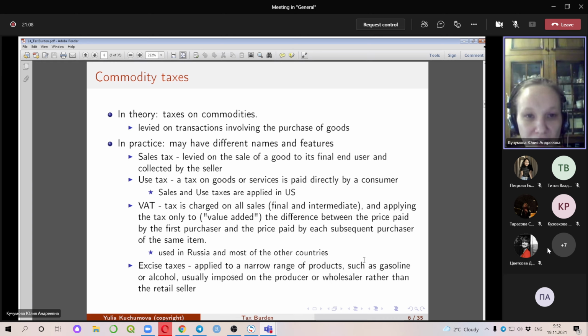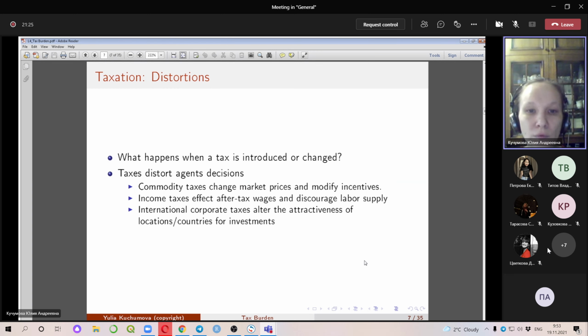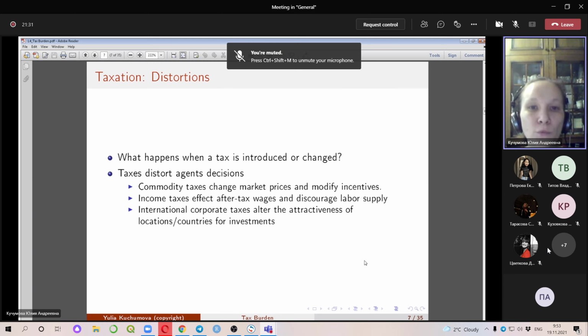Also, excise taxes are commodity taxes, applied to a narrow range of products such as gasoline or alcohol, and usually imposed on the producer or wholesaler rather than the retailer. So today we will focus on commodity taxes, but from what perspective?